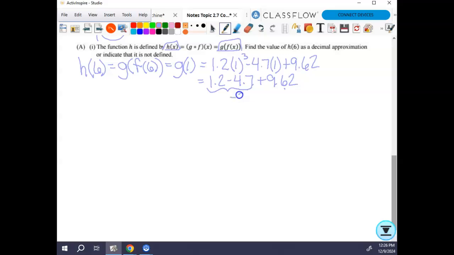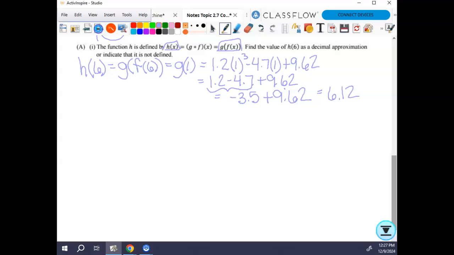Negative 3.5. So negative 3.5 plus 9.62. So then basically it's just 9.62 minus 3.5, and that's going to give me 6.12. That's the answer. So you can expect decimals on a non-calculator, but they won't be like horrible stuff. Okay. Any questions at all?